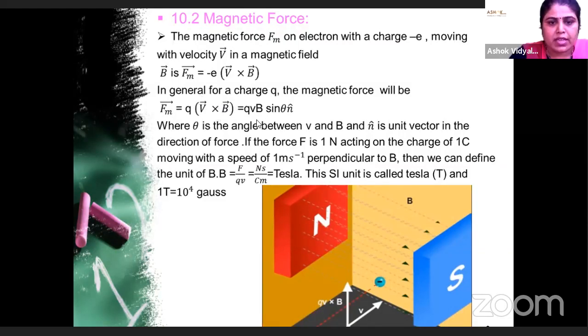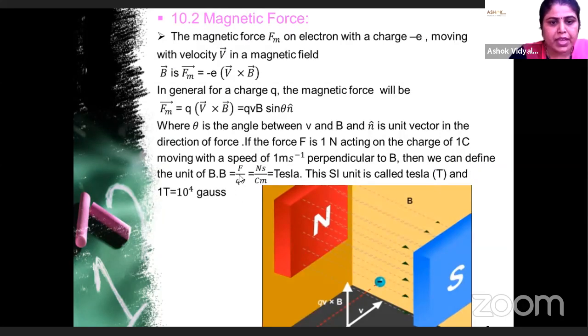We can write it as QvB sin theta n bar, where theta is the angle between v and B, and n bar is the unit vector in the direction of the force. If the force F is 1 newton, what is that? By definition, it is the force acting on a charge of 1 coulomb moving with a speed of 1 meter per second perpendicular to B, the magnetic field.